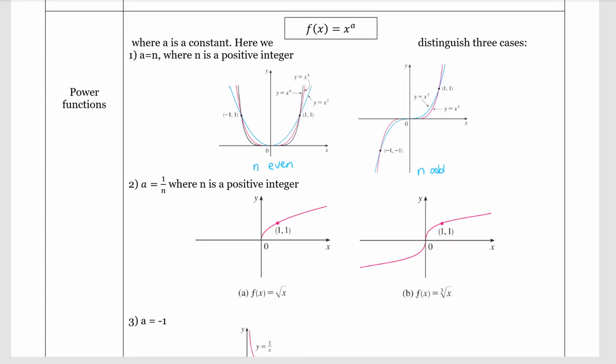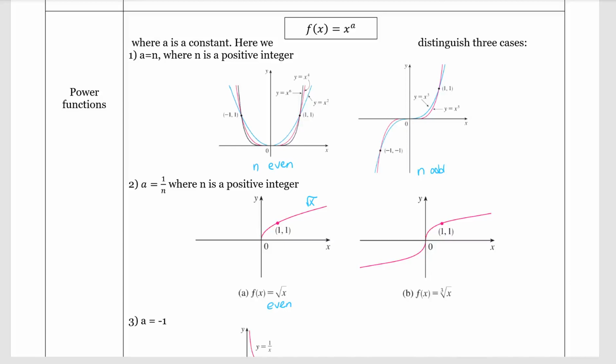And what happens when a is a rational number? If a is 1 over n, where n is a positive integer, this is like the square root of x. When the root is an even root, such as the square root or fourth root, they all look very similar. The domain is greater than or equal to 0, and the range is greater than or equal to 0.